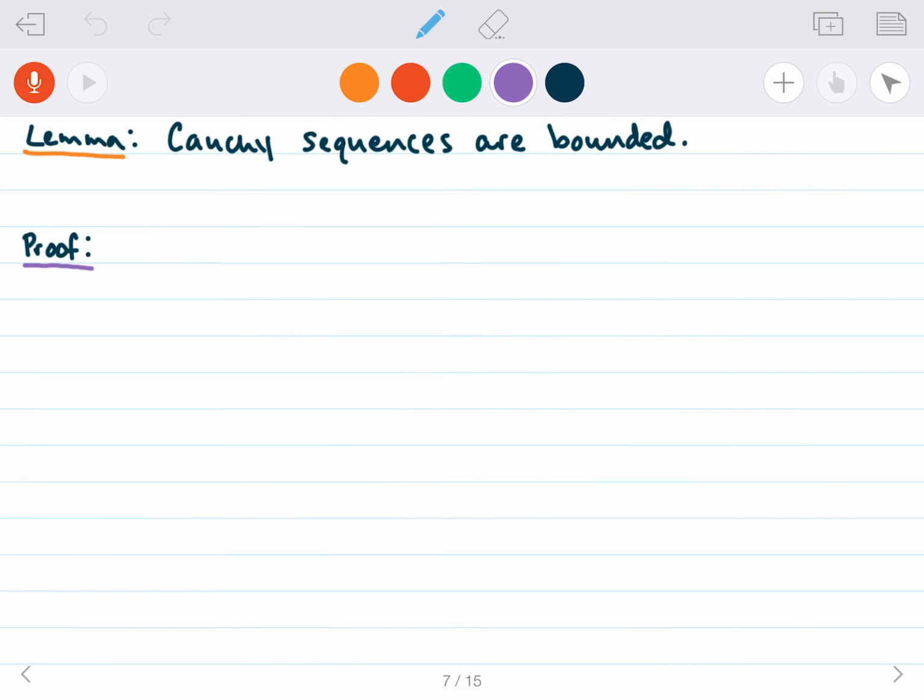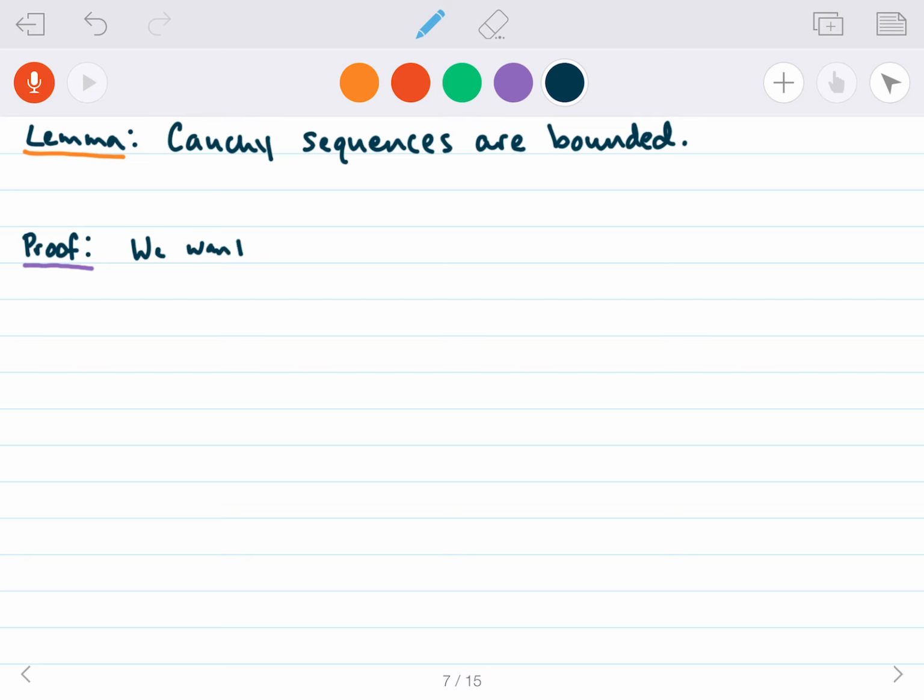So the next little result that we're going to prove is this lemma that Cauchy sequences are bounded. We're going to first assume that the sequence is Cauchy, and then our conclusion will be that the absolute value of each of the terms in the sequence is less than or equal to some number bigger than or equal to 0. So let's write out what we're trying to show.